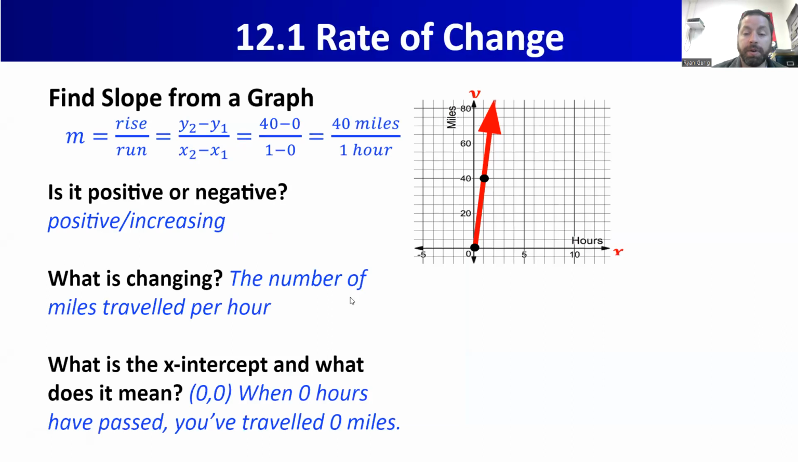Then we found slope from a graph, and we found two nice points and used our formula to find 40 over 1 in this case, and it had meaning. We looked at whether it is positive or negative, what was changing, and what things meant on the graph.